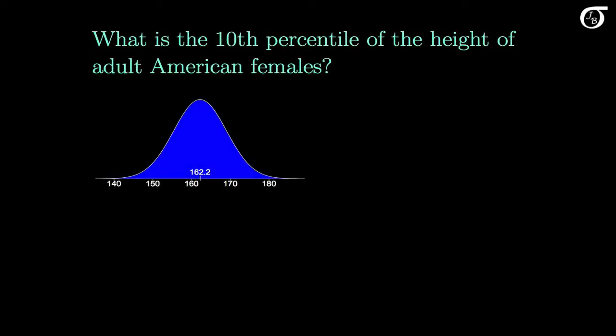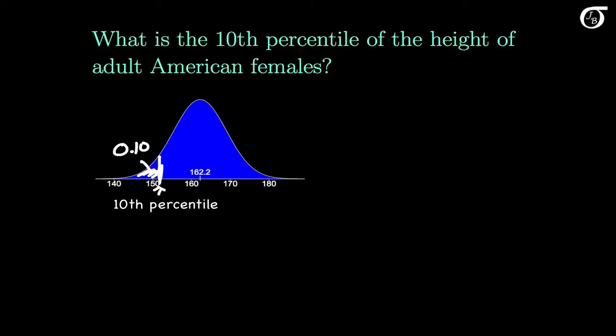Now let's look at a different type of question. What is the 10th percentile of the height of adult American females? The 10th percentile is the value of the variable that has an area to the left of 0.10. So over here somewhere is the value that has an area to the left of 10% or 0.10, and this value there is the 10th percentile.